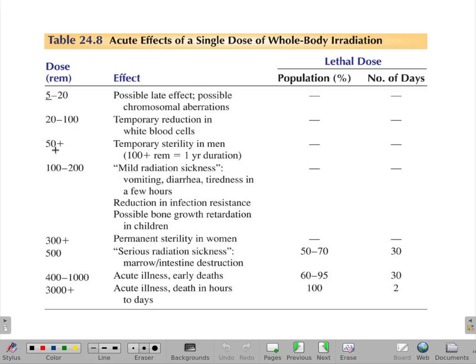So the 50 plus and the 100 plus, those would be bad, but none of us are typically seeing anywhere even close to that 5. You have to be doing something interesting for a job to be seeing anything higher than that.